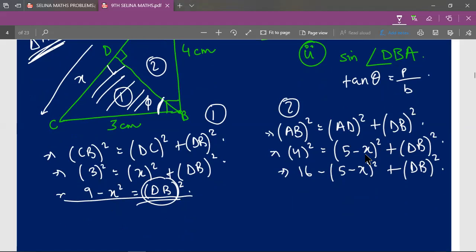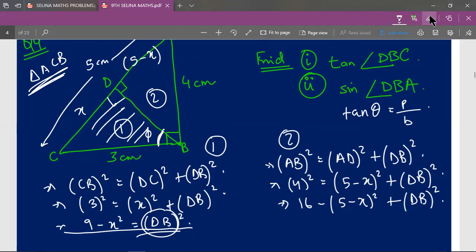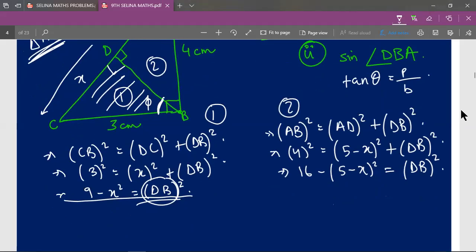And finally, we have simplified the second part of the Pythagoras theorem as 4 whole square is equal to 16. Why? Because 4 into 4, according to the 4 number table, is 16. Minus 5 minus x square. So the 5 minus x whole square from the RHS will move to the LHS. Here its symbol is plus, but when it goes here it will obtain the symbol minus.